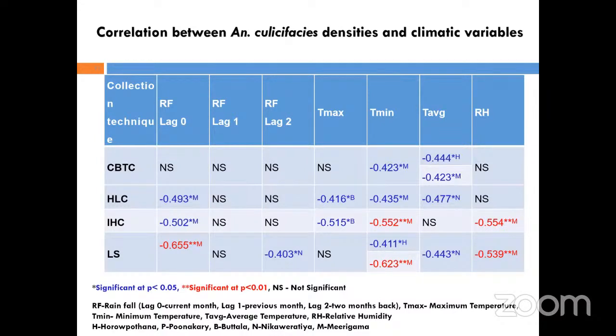And for temperature, Anopheles culicifacies density showed a significant negative correlation in Horopathana from CBTC with average temperature. And again in Buttala, human landing catch and indoor hand collection densities with maximum temperature. And in Nikawaretiya, human landing catch and larval surveys with average temperature. Finally, in wet zone Mirigama, Anopheles culicifacies densities from CBTC showed a negative correlation with minimum temperature and average temperature. And also human landing catch, indoor hand collection and larval densities showed a negative correlation in the Mirigama site with minimum temperature.